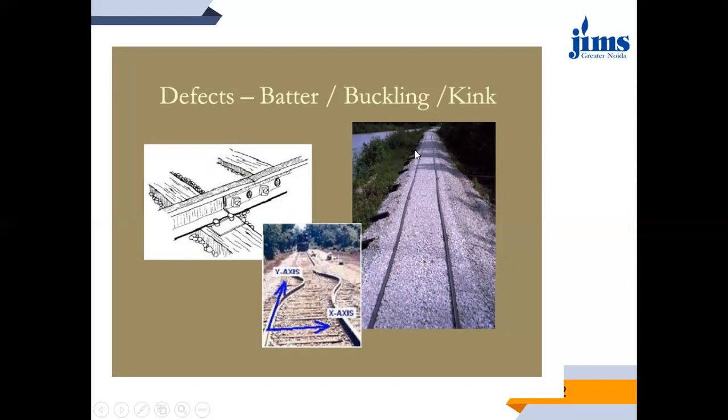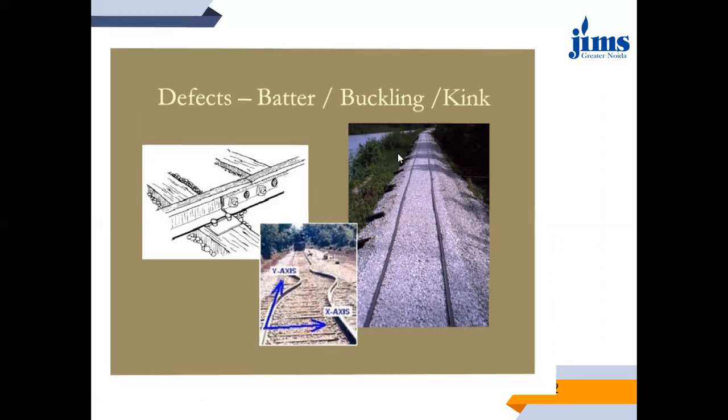The third diagram shows kinks, wherein there is irregularity in the lateral sway, and the lateral sway is also not that much. So basically, kink is quite similar to buckling, but it occurs at a very small scale. It may also occur in a single rail itself, while the other rail may be intact.